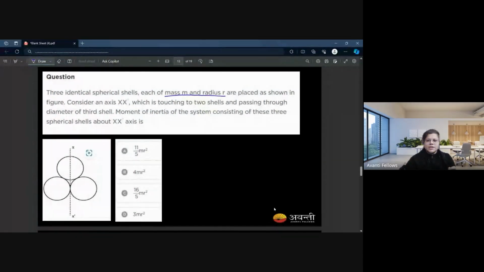It is touching two shells and passing through the diameter of the third shell. Find the moment of inertia of the system consisting of these three shells about the x prime axis.